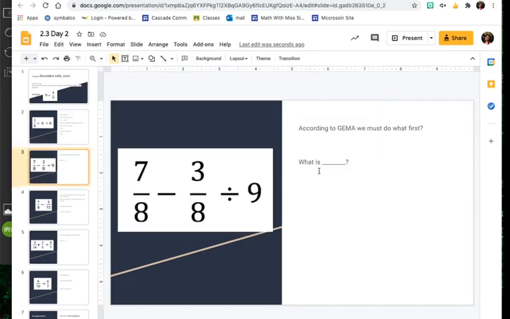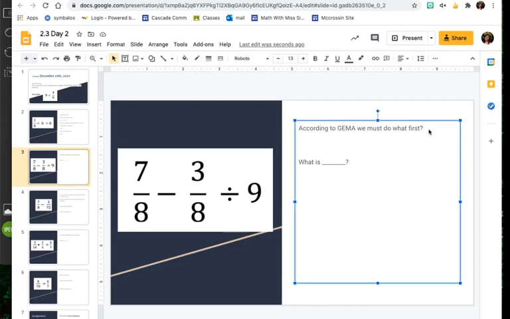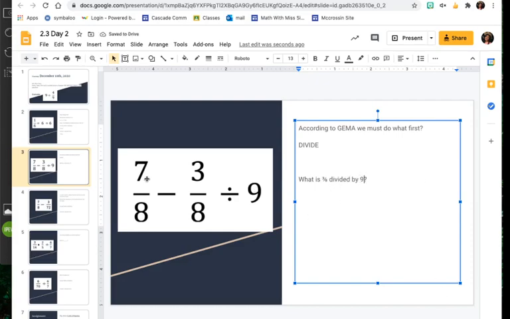According to Gemma, what we must do first. So this is 7/8 minus 3/8 divided by 9. So do we do minus or do we divide first? According to Gemma, we must divide first. So what is 3/8 divided by 9? Question, right?